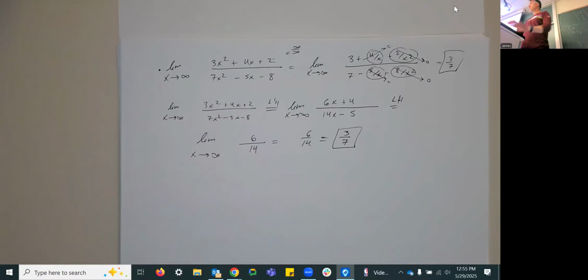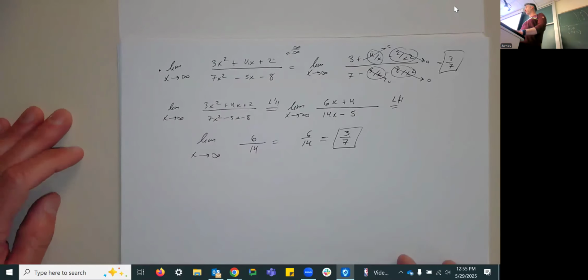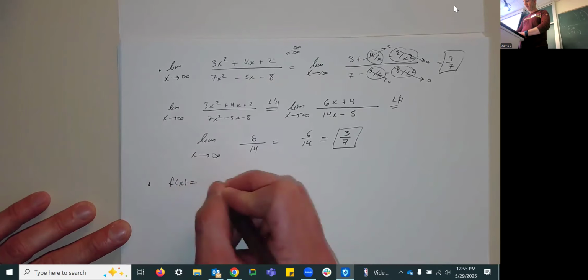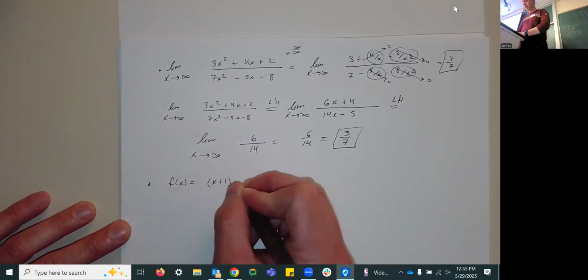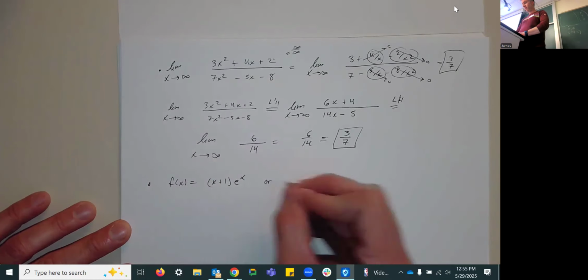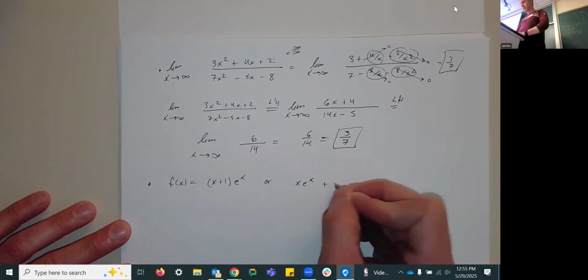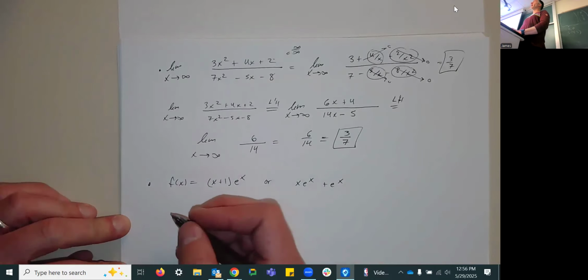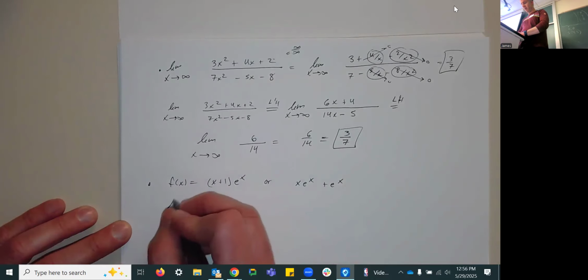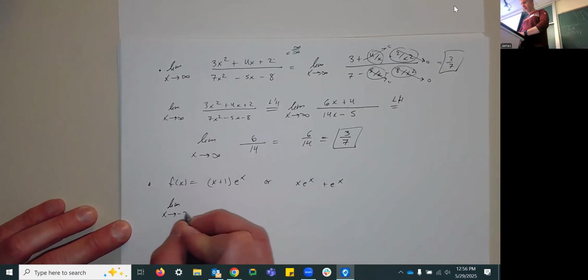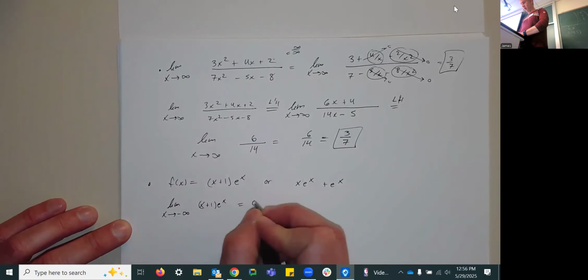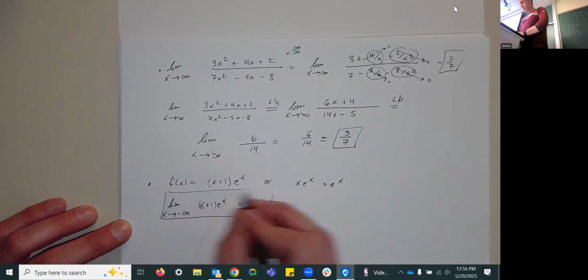So let's actually go back and look at that first example of the function we graphed. When we graphed f of x equal to x plus 1 times e to the x, or if you prefer, x e to the x plus e to the x, we said there was a limit as you went to the left. We said there was a horizontal asymptote. I claimed that the limit as x goes to negative infinity of this expression was equal to 0. Well, now we're going to show it.